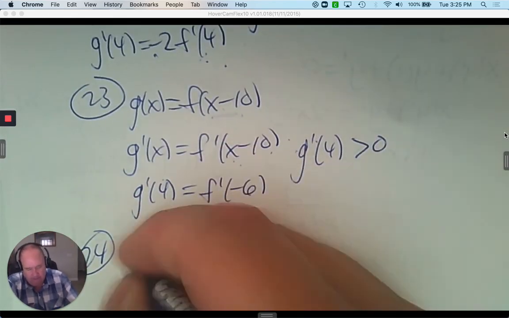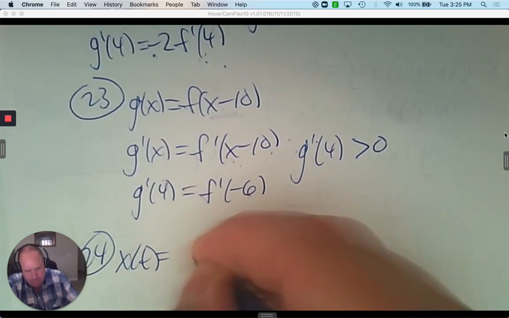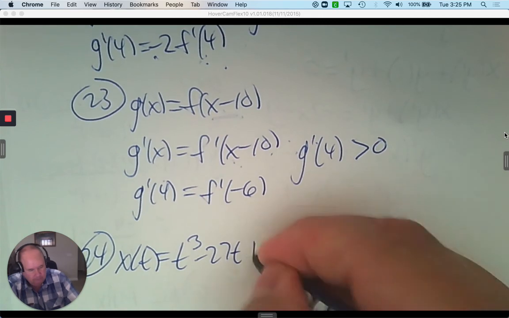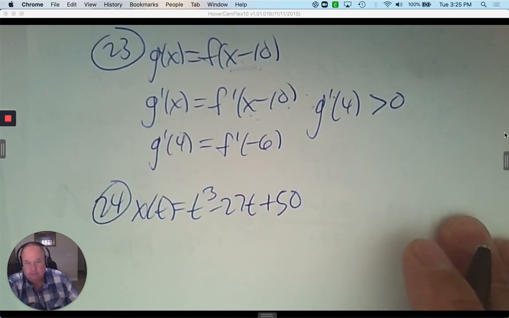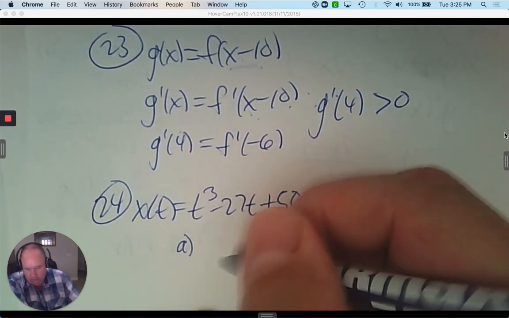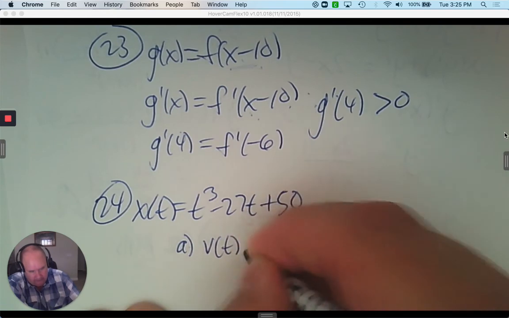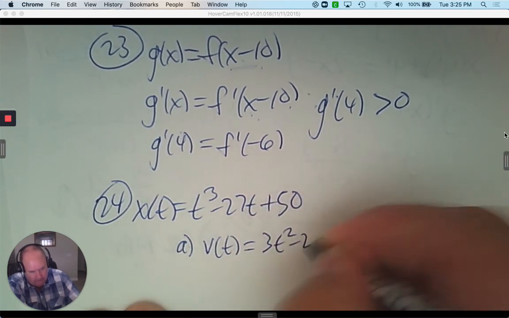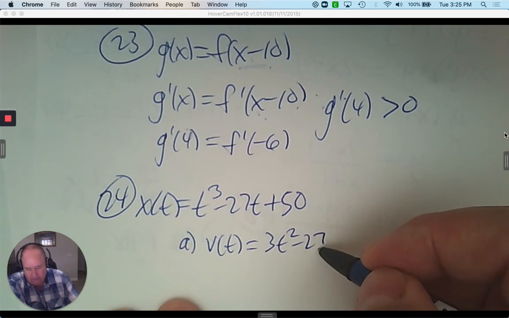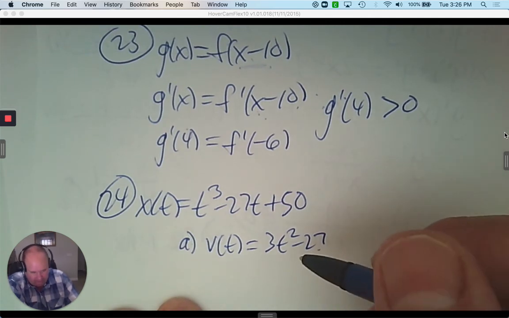24. So that's a position function moving along a horizontal line. A, when is the velocity increasing? So for the velocity I'm going to take 3t squared minus 27. That's the derivative. When is the velocity increasing?